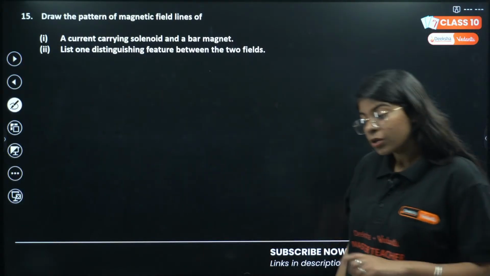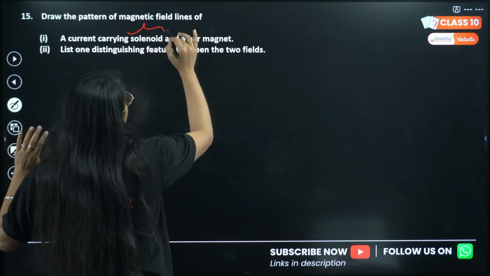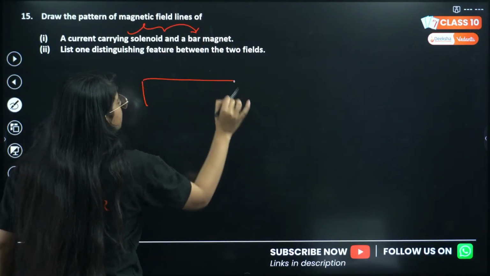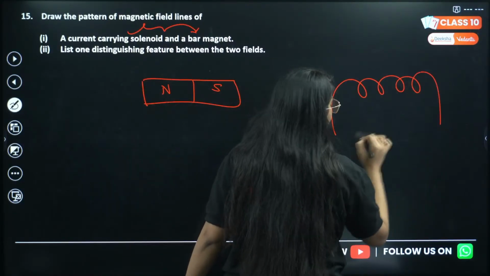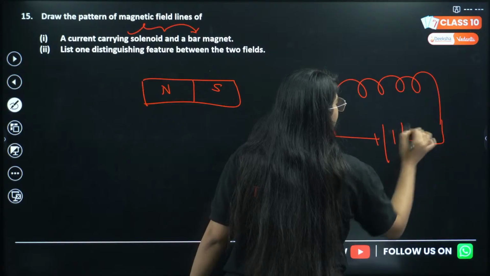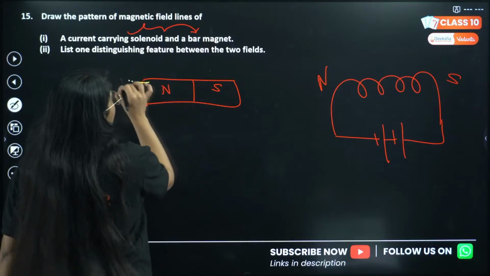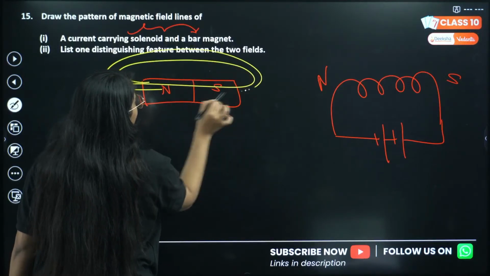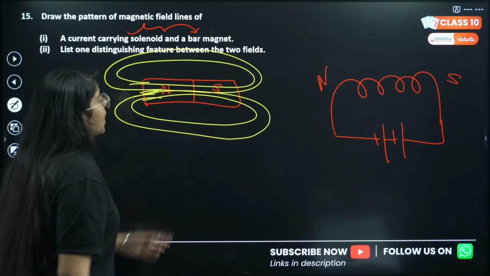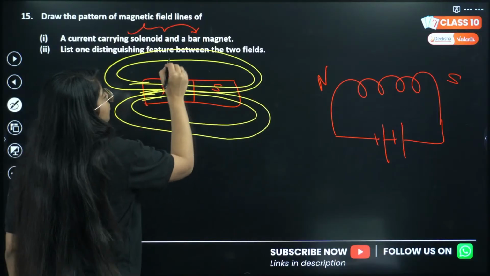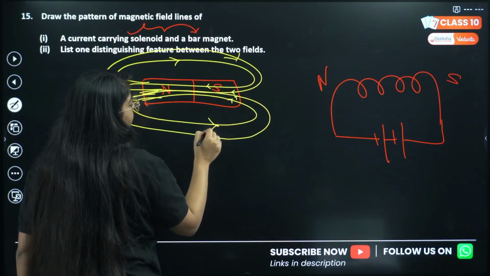Okay, so in case of both these, we know solenoid behaves like a bar magnet. So this is my bar magnet, this is north, this is south. This is, however, my solenoid. This will be north and this will be south. For both the cases, the magnetic field lines will be in the form of circular loops, something like this, and they should not intersect each other. Outside the direction will be north to south, inside it will be south to north, correct?